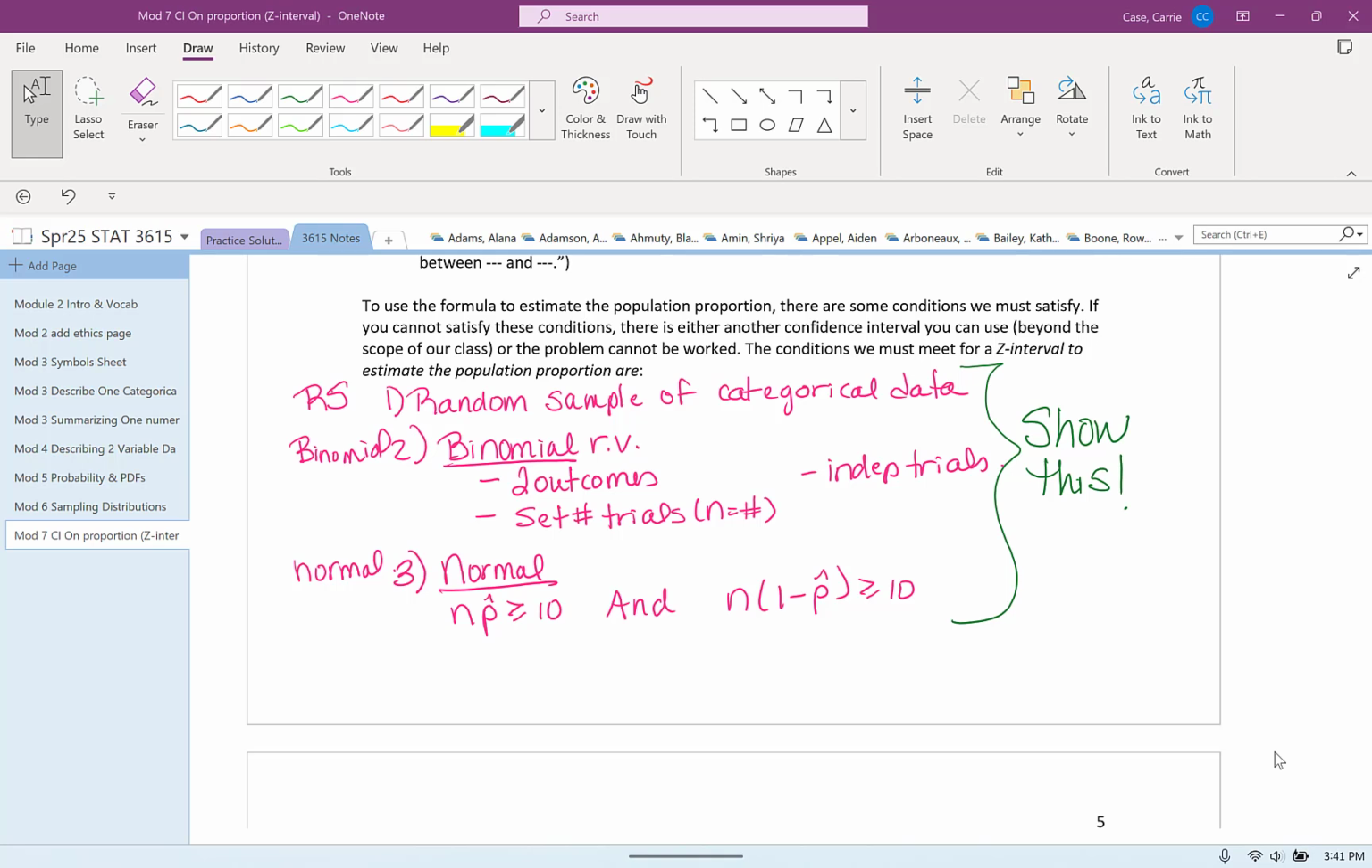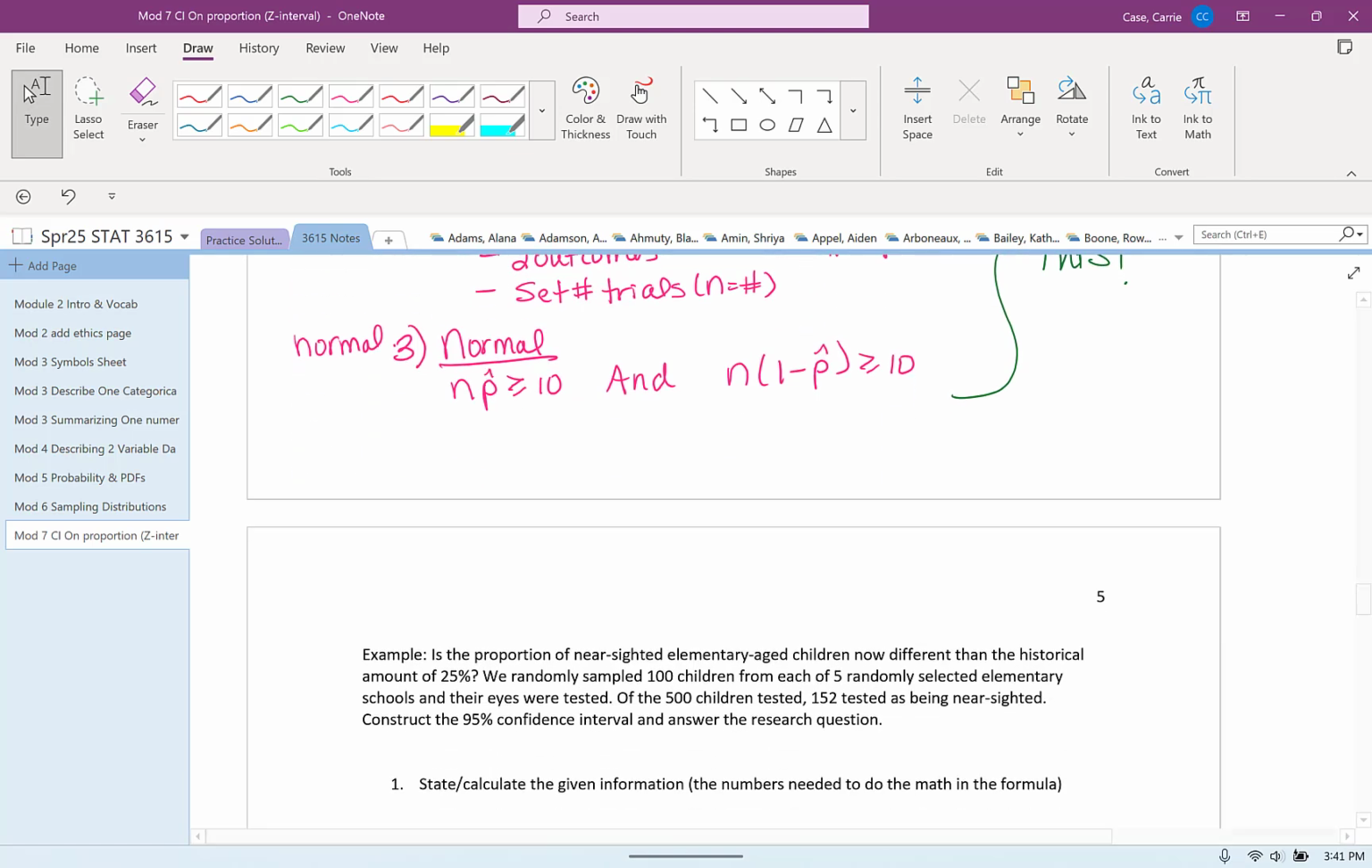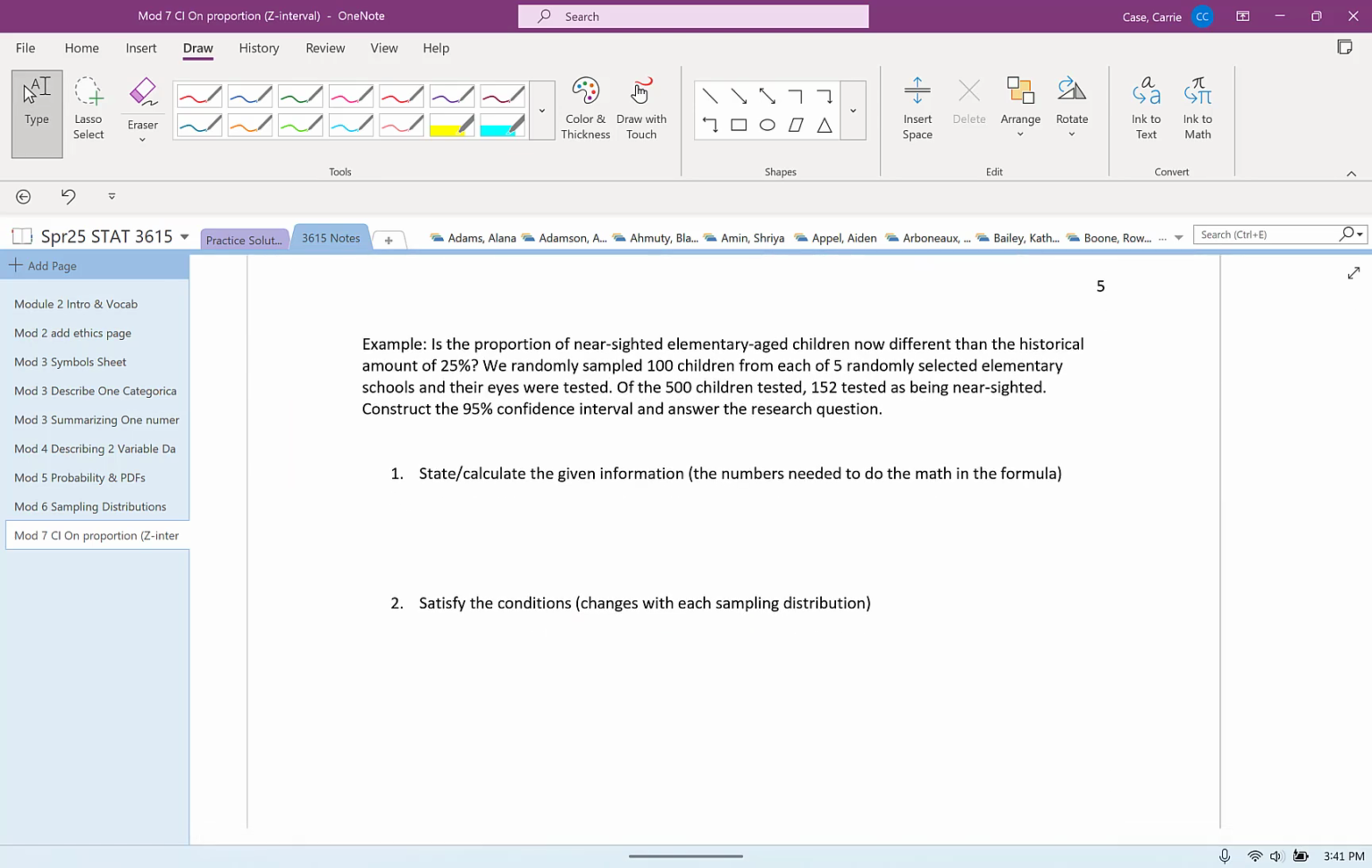Okay, folks, so we just finished talking about what conditions we have to meet to be able to do a confidence interval on the proportion. Now let's do an example, start to finish. Is the proportion of nearsighted elementary age children now different than the historical amount of 25%?